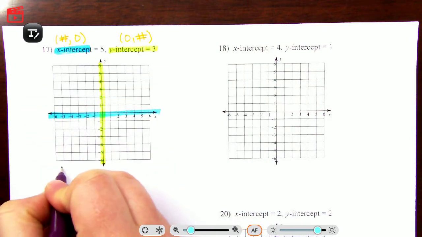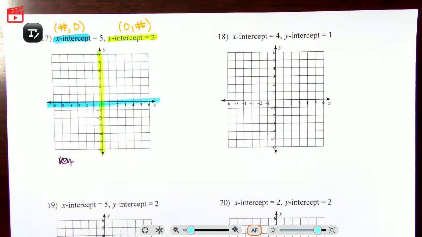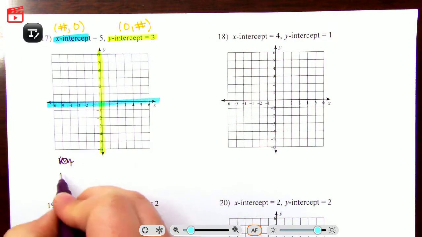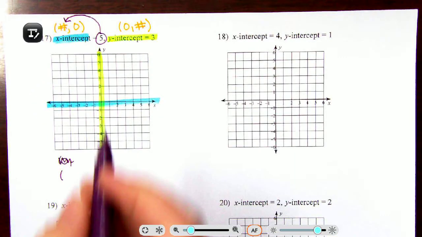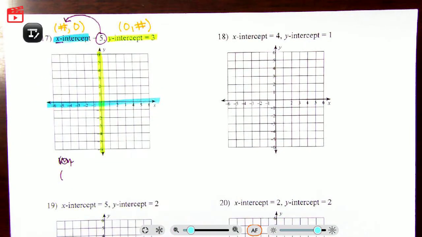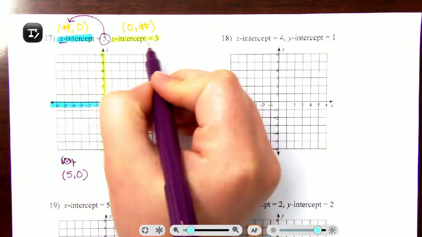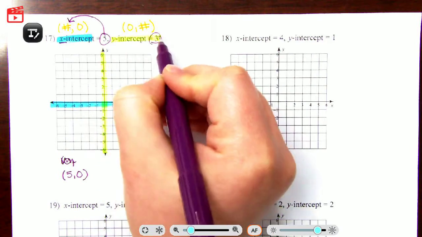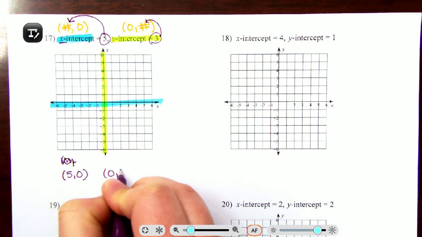For the x-intercept, we do 0, comma, let me take that back. That is wrong. We do number, comma, 0. So what number do we have? We take that number and put it in the x spot, because it's the x-intercept. So I have 5, comma, 0. Then my second is my y-intercept. I take our number and put it in the y spot. So I have 0, comma, 3.